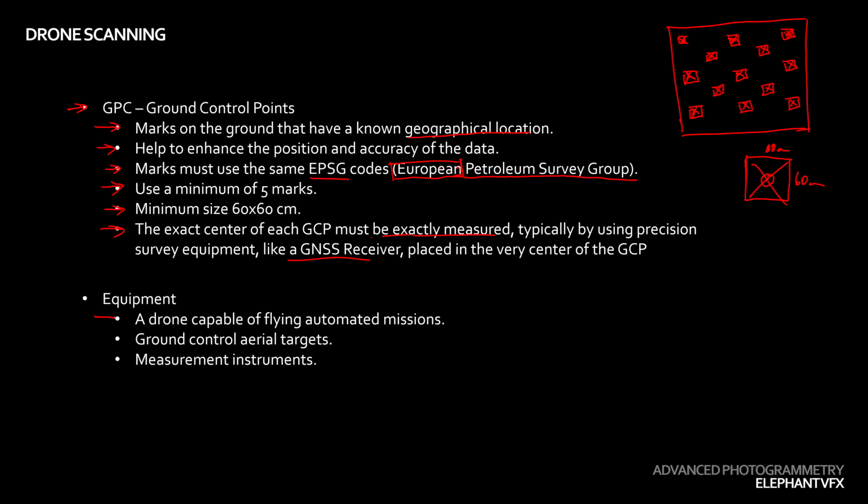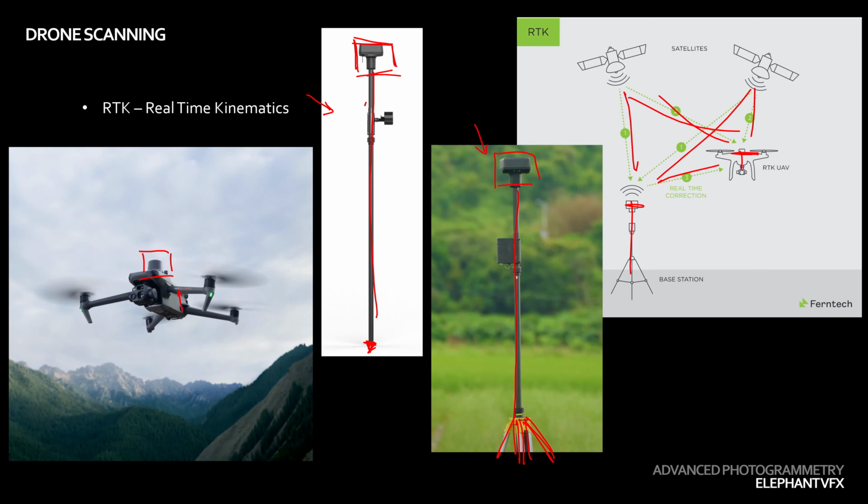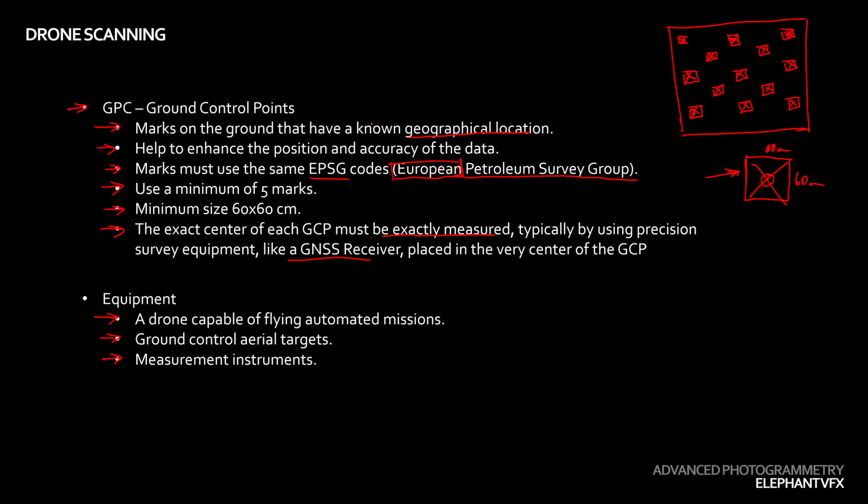Okay, great. In terms of equipment, what do you need? Well, you need a drone capable of flying automated missions. If the drone is not capable of flying automated missions, this system doesn't work. You need the ground control aerial targets, these things, right? And then you need measurement instruments like a GNSS receiver or similar. Again, I'm not going to show you how to use this on set, but I will show you how to process all this data in either Agisoft Photoscan or RealityCapture. Great.